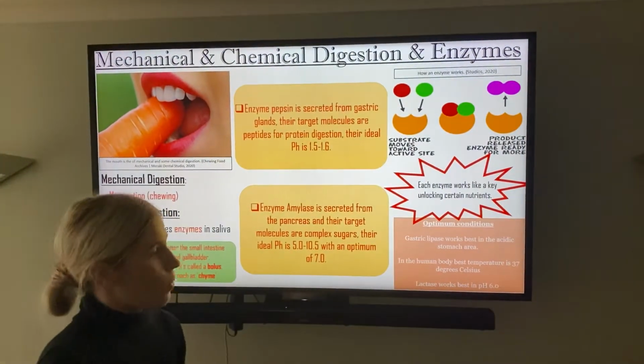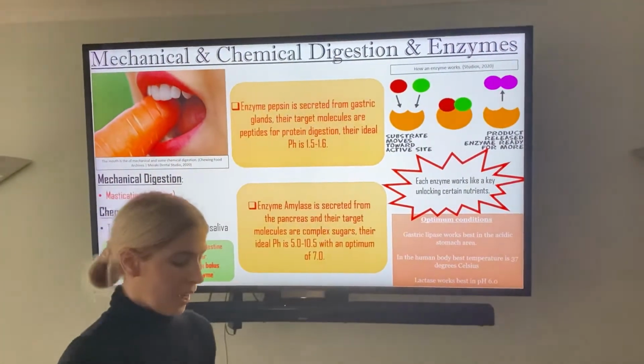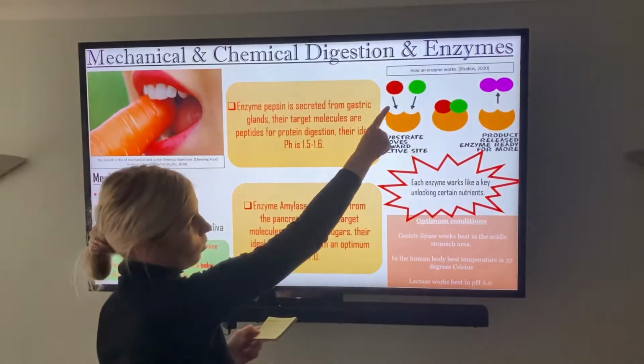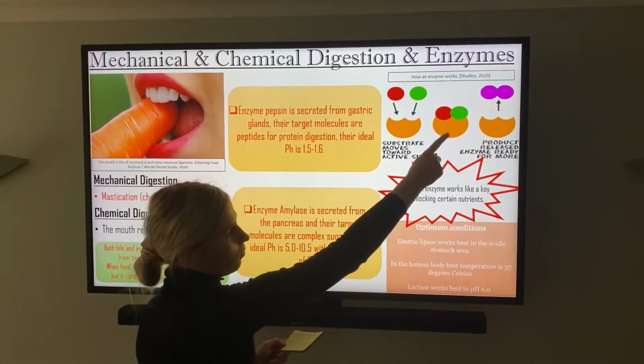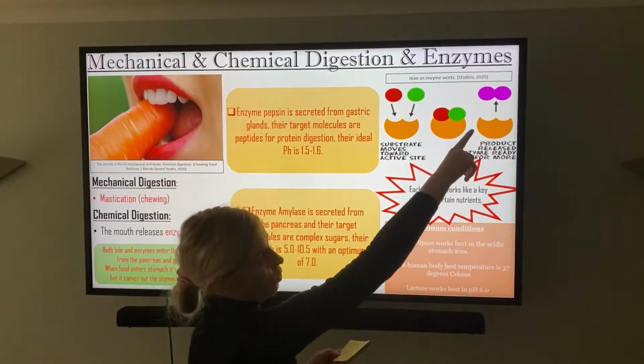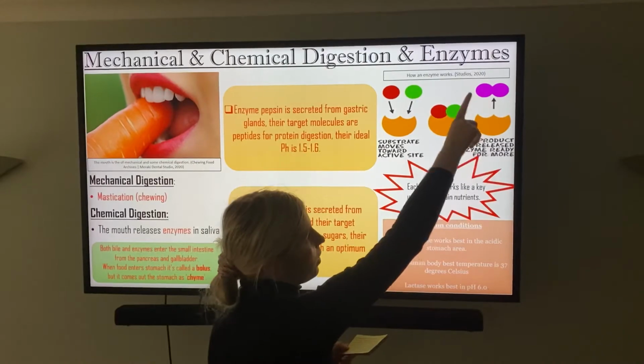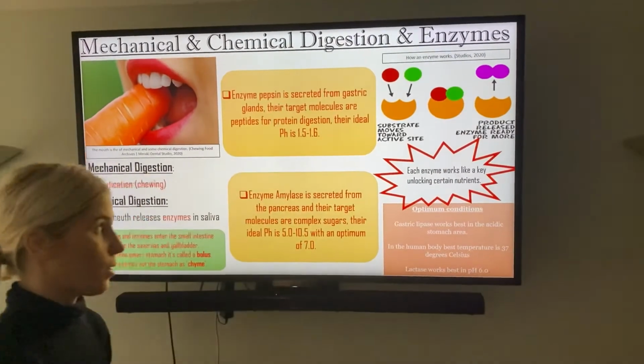In terms of how an enzyme works, it's similar to that of a lock and key. So a specific nutrient will enter its specific enzyme. It will go into the active site where the reaction will then take place, and then the finalised product will be released by the enzyme, leaving the active site ready to be used again.